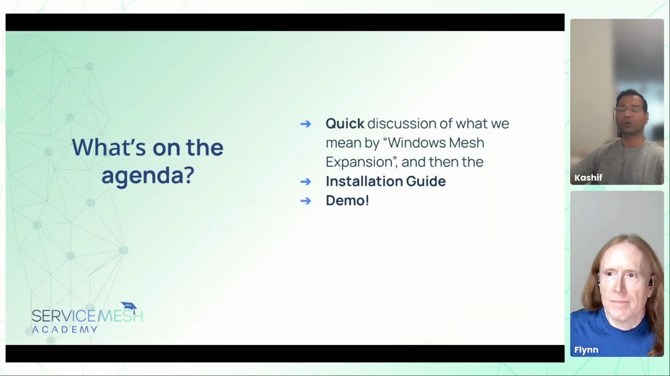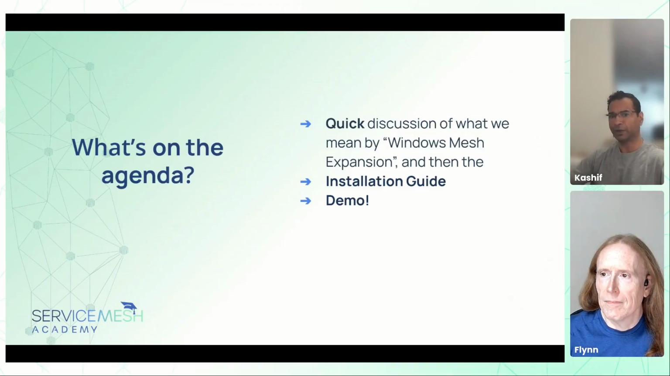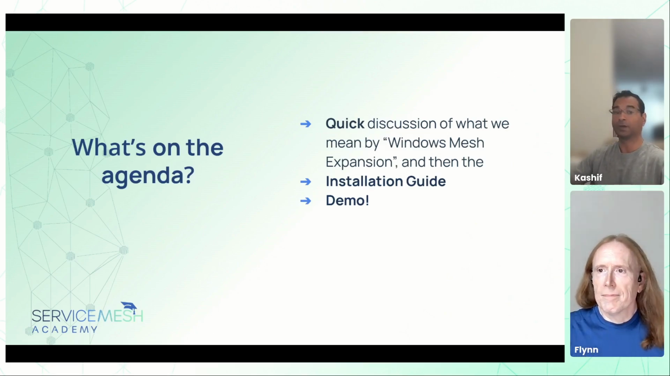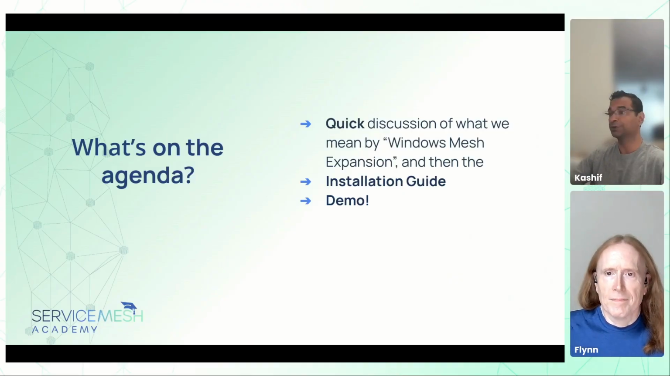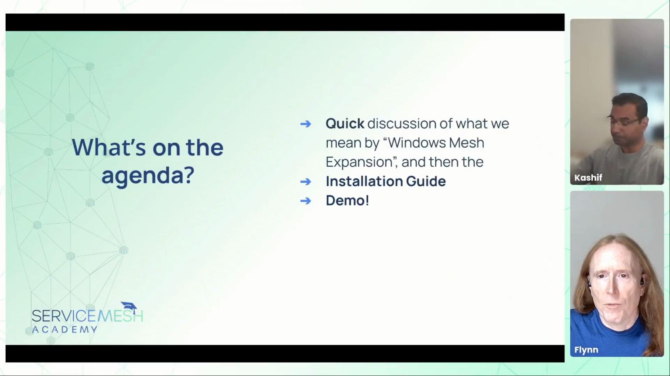So just a quick overview of what we've got on the agenda. We're going to have a little discussion of what we mean by Windows Mesh expansion, kind of how it works. We're going to take a look at the public-facing installation guide that's available on Buoyant Docs website. That'll give you all the details for setting up your own solutions, and we're going to do a demo of expanding a cluster into using workloads on Windows virtual machines. Which is pretty cool, actually.